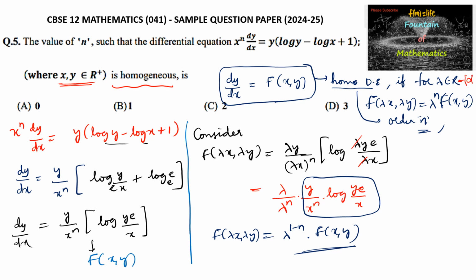And for n is equal to 1, it becomes 0, degree 0. This is a homogeneous function of degree 0, a homogeneous differential equation of degree 0 if we consider n is equal to 1. n is equal to 0 we cannot consider because it will not become homogeneous. So we may consider n is equal to 1. So we can go with option B. That is lambda to the power of 0 of f of x comma y.